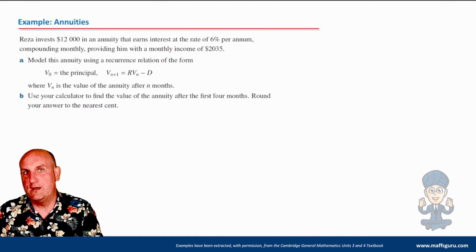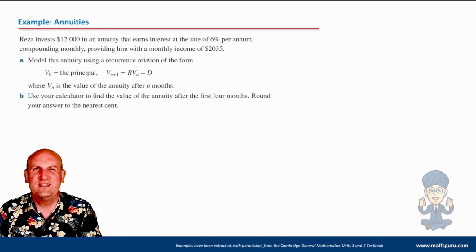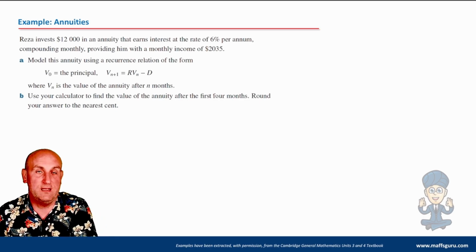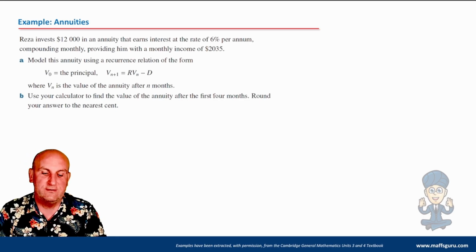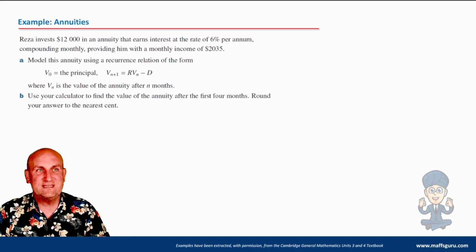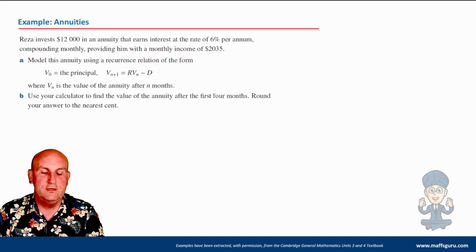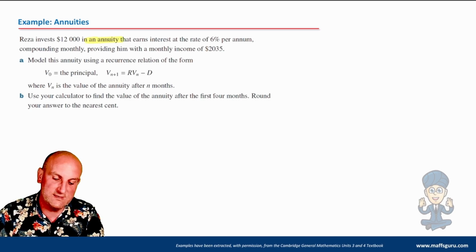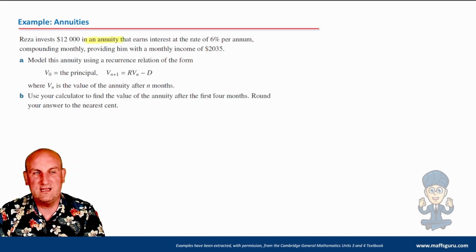So here again as examples, what you're going to find is the theory is going to become less, the examples are going to become more, because understanding how to decode questions is probably more important than me waffling on about what an annuity is. Reza invests $12,000 in an annuity. Now luckily the question here tells you it's an annuity. Fingers crossed it'll tell you in every question.